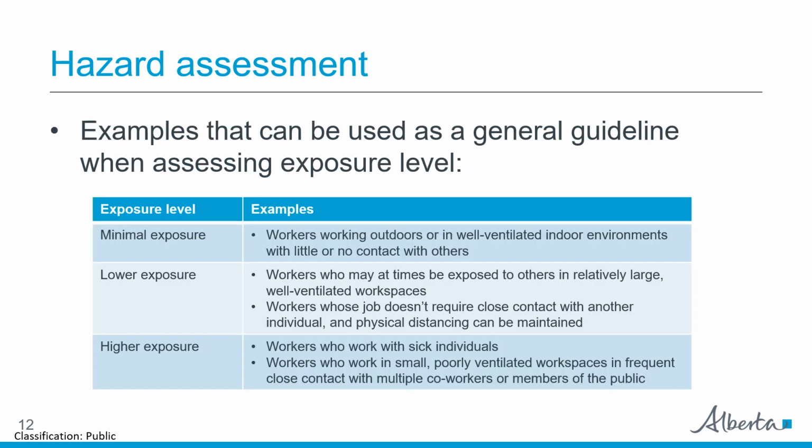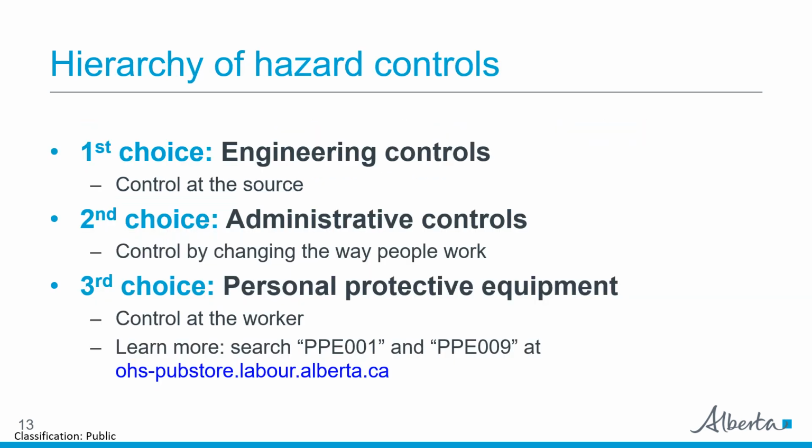The table on this slide shows some potential examples of how to determine respiratory virus exposure levels as part of a hazard assessment. Remember, though, these are just general guidelines. Employers must do a hazard assessment to determine existing or potential exposure levels at their specific worksite and choose which controls would be appropriate. When controlling a hazard, different types of controls are applied in a specific order of legislative preference. The first choice is to use engineering controls, which control a hazard at the source.